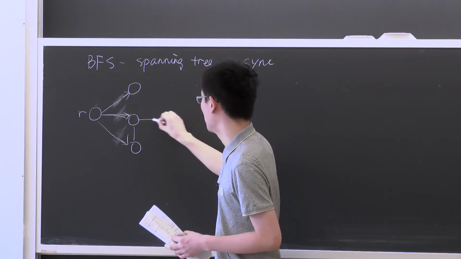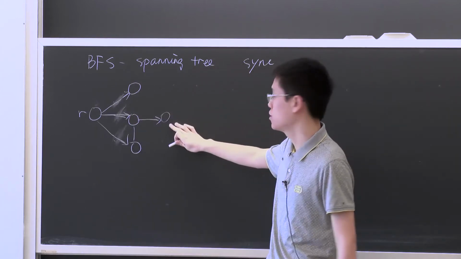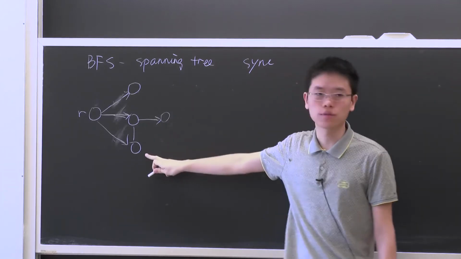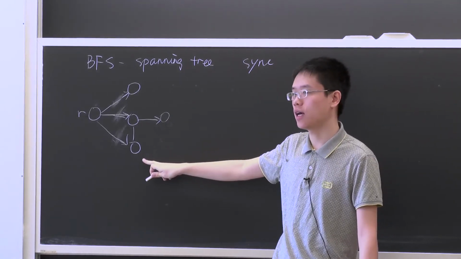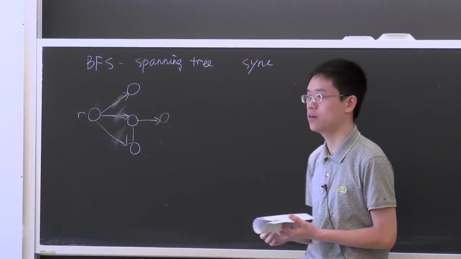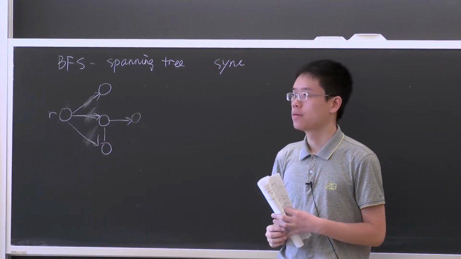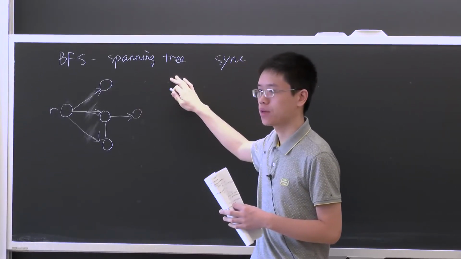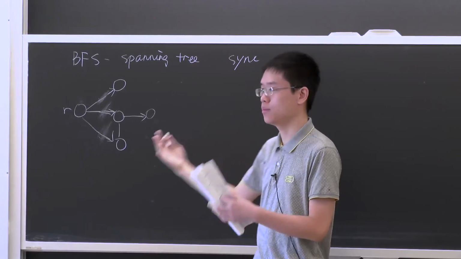So this node will search to the leaf node, but then it will also try to search for this guy. But this guy already has a parent. Then it will say, yeah, I already got a parent, and so on. This will give us a BFS spanning tree. What does it mean? It's a spanning tree found by BFS.